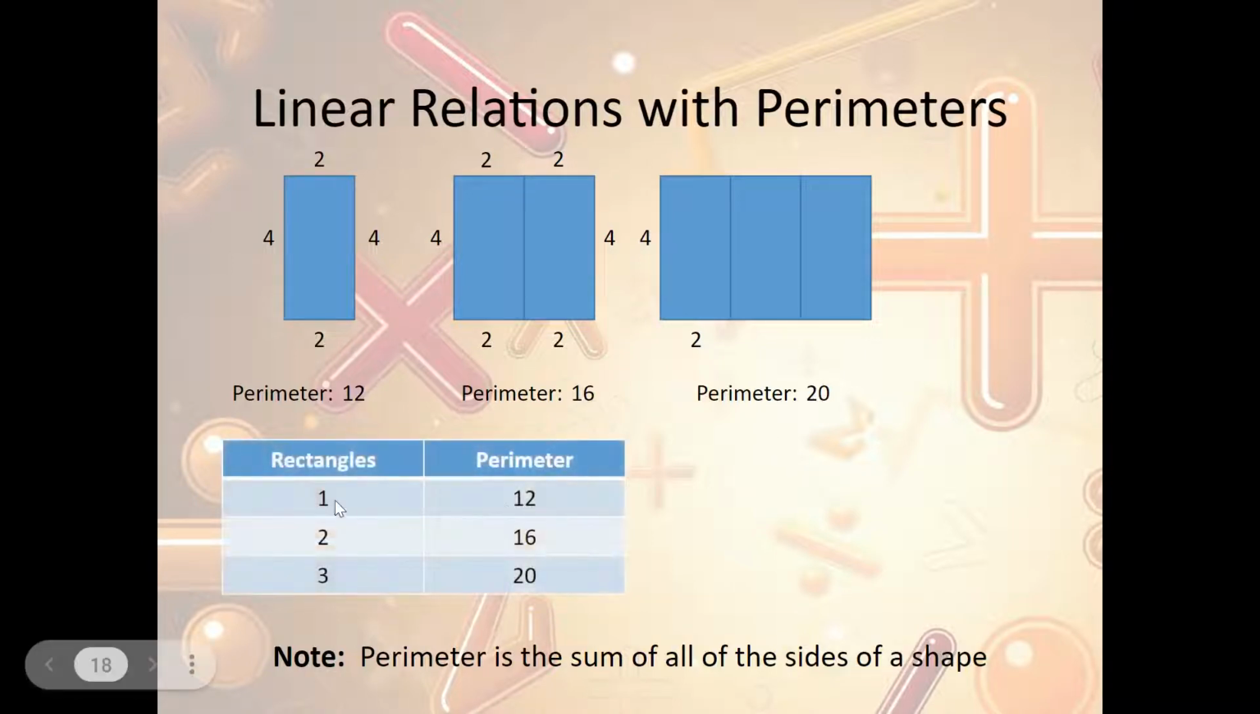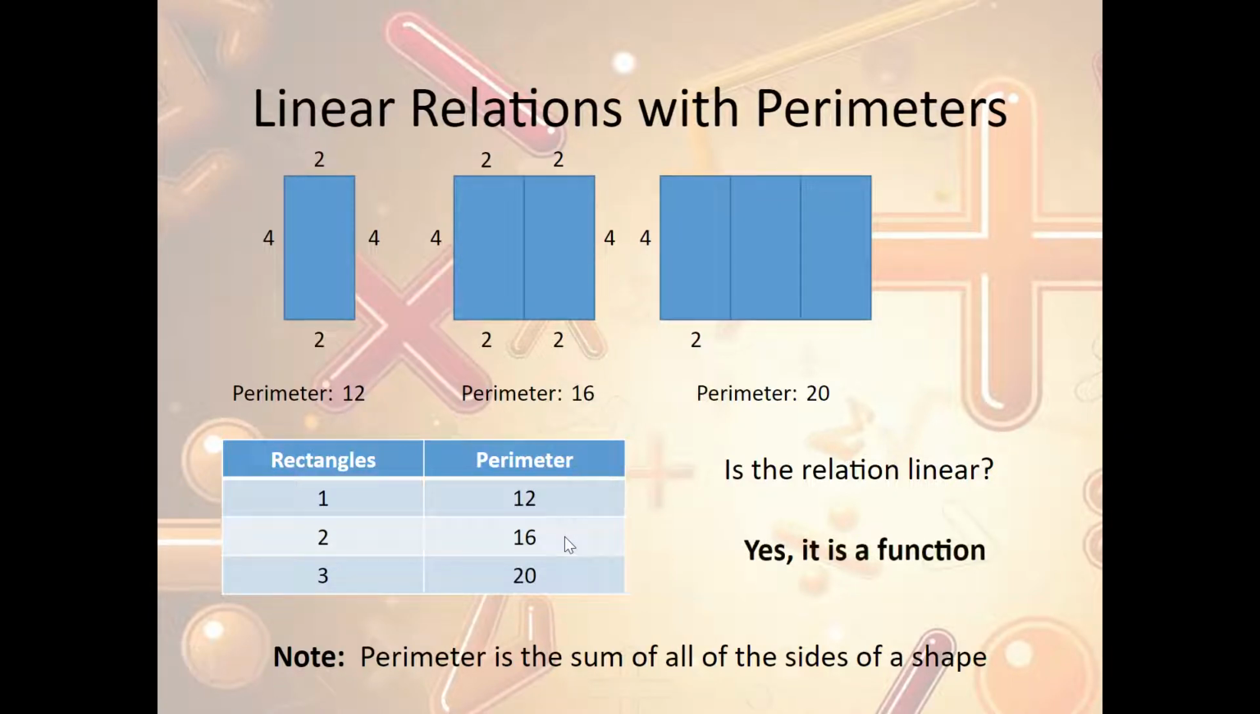Now, if we do this by the number of rectangles and the perimeter, one rectangle had a perimeter of 12, 2 rectangles had a perimeter of 16, and 3 rectangles have a perimeter of 20. Therefore, we want to know, is this linear? Well, we're adding by 1 each time here, so that's consistent addition. We're adding by 4 each time here, that's consistent addition. So yes, it is a function, and it is linear.